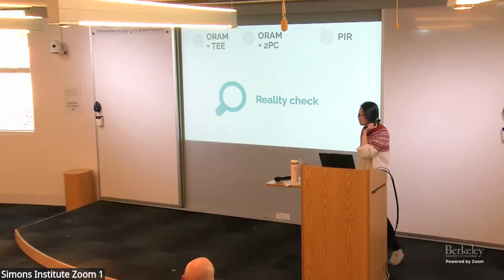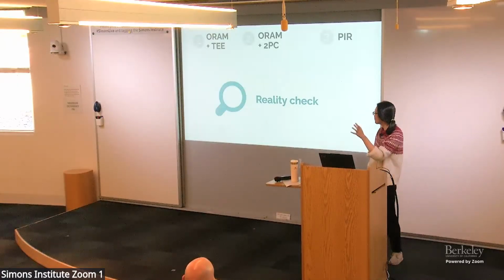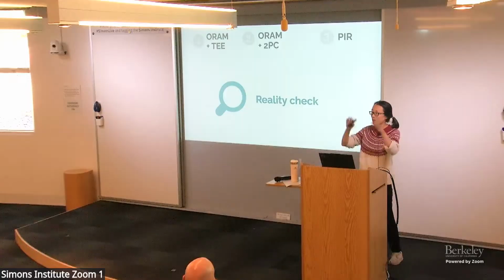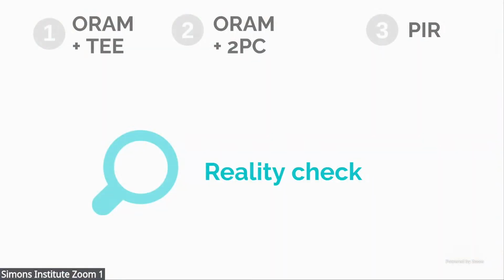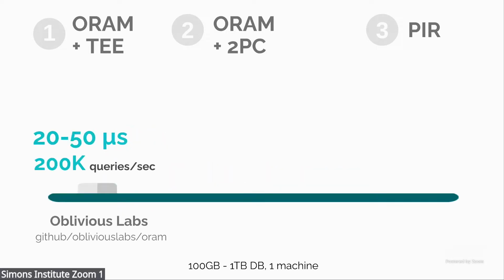Okay. So a lot of the previous talks start from the beginning of time. I'm going to do it slightly in reverse. I'm going to first tell you where things are today, and then I will rewind and show you how we got to this point. Okay, so where are things today? For ORAM, this is the fastest implementation I'm aware of. It's by my company, Oblivious Labs.